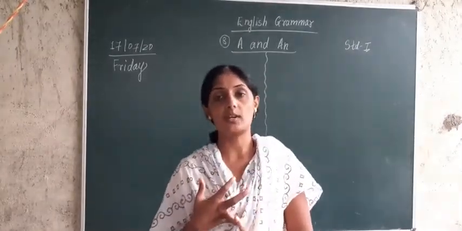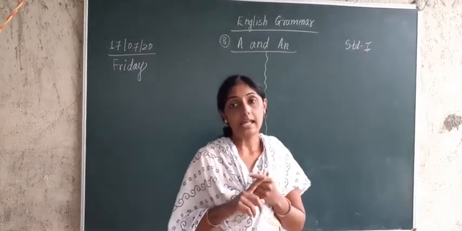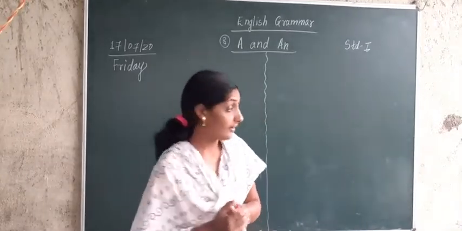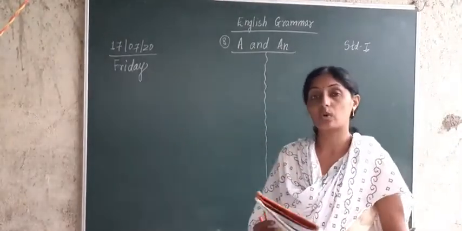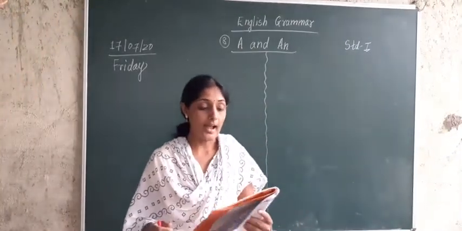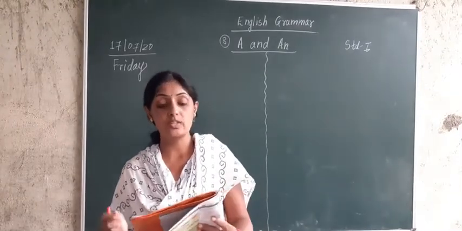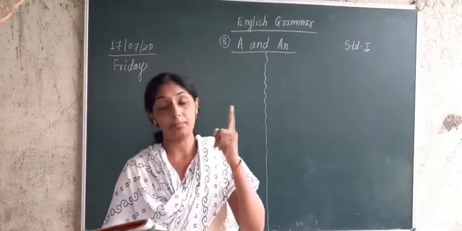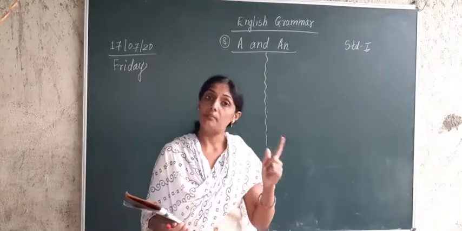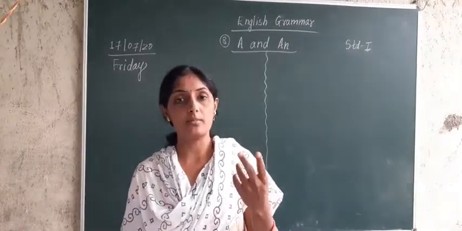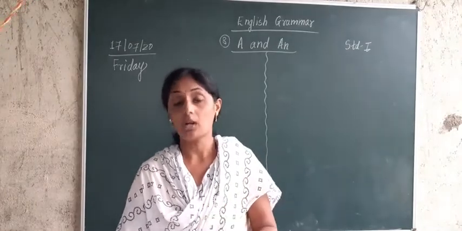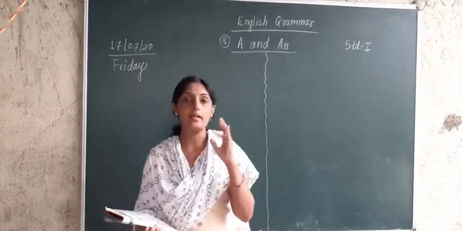What were we studying yesterday? We were studying the article A and the article an. There was one sentence. In that sentence, what did we study? A and an are used when we speak of one person, one place, one animal, one bird or one thing. Correct? When we speak of one person, animal, bird, thing, that time we use A and an.